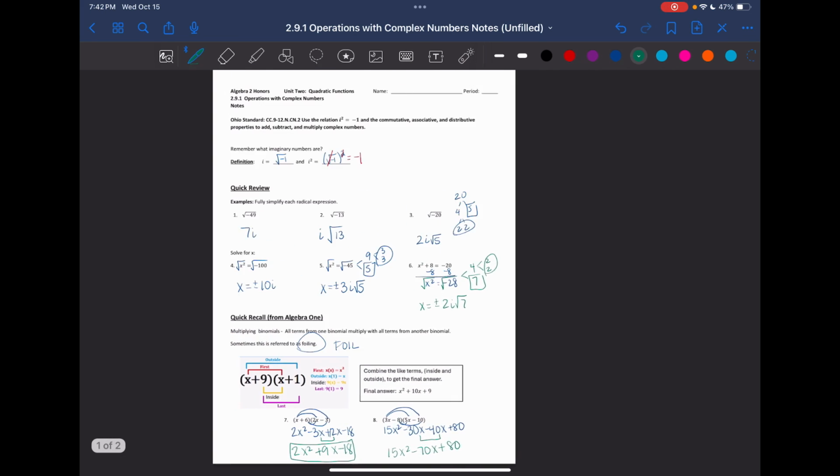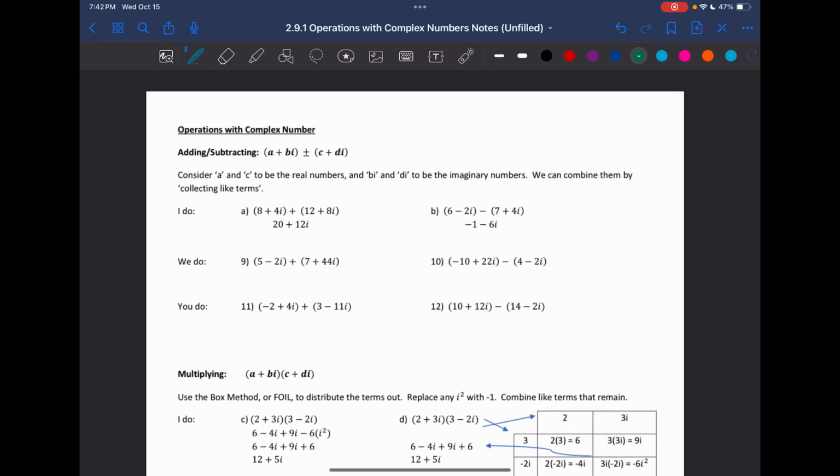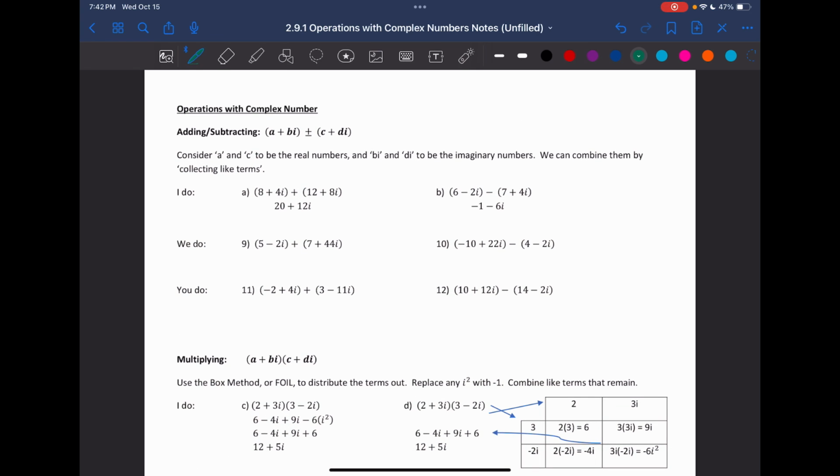All right, on to the back side. So here's what's going to be new for today. We're going to be adding, subtracting, and multiplying complex binomials. So whenever we do combinations, let's start with adding and subtracting. You're just finding your like terms, and you're going to act as if it were like an x value.